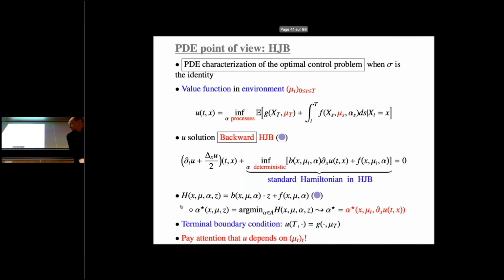So back to this. I told you, when you are given the Hamiltonian, you compute alpha star depending on the private state, on the state of the population, on the value of the gradient of the value function. And what you do, in fact, is you say, my feedback function, my optimal strategy, is a function of my state, the state of the population, and the derivative of the value function. Okay, so this is the optimal strategy that you have to play, and you see that this is in feedback form when you are given the candidate mu t.